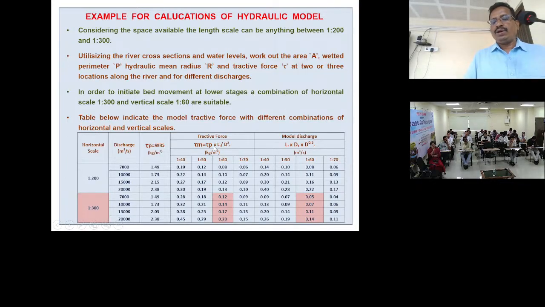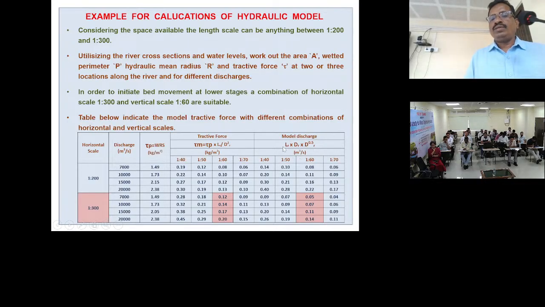The formula is tau p into L by d square. L is horizontal scale and d is vertical scale. By multiplying this, here you can see these are the vertical scales which are suitable for construction. Here we have taken 1 is to 40 vertical scale, 50, 60, 70. These four vertical scales we have taken and we have calculated here. So for this, model discharge also we have calculated.